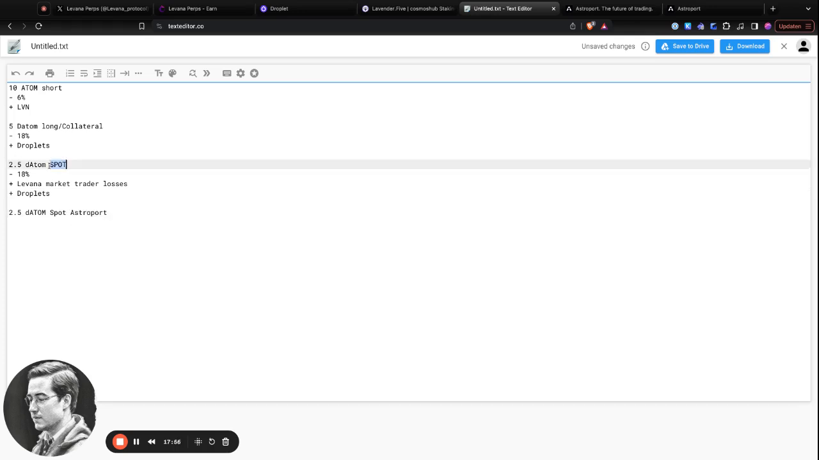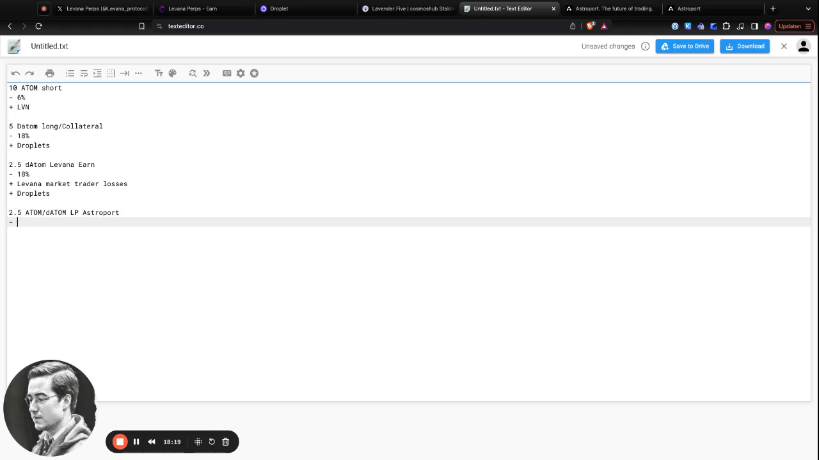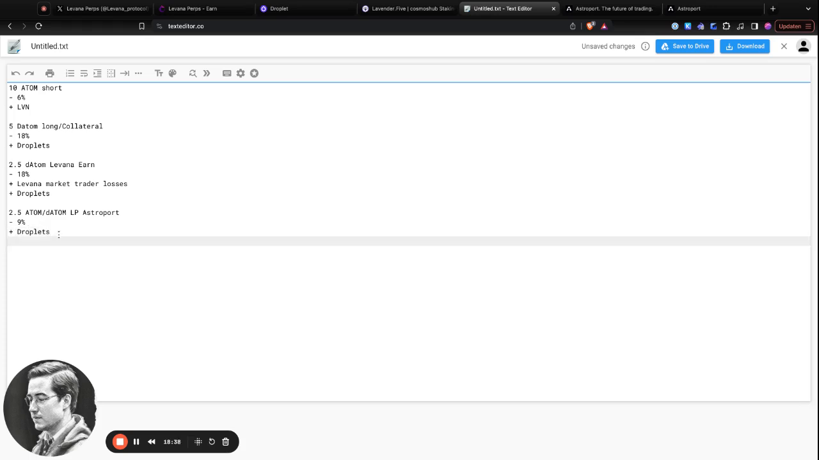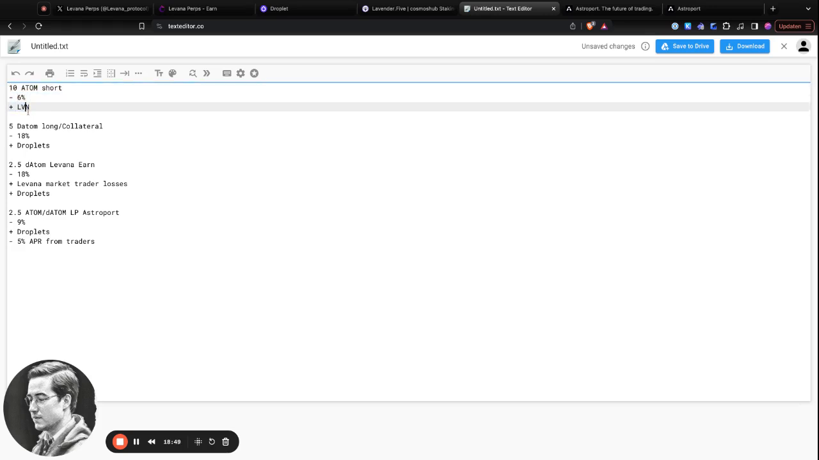Astroport. This is Levana Earn. And this is actually 1.25 ATOM. I'm just going to write it down like this. It's 2.5 ATOM / dATOM. So I'm earning half of the 18% yield, right? So I'm earning roughly 9% in yield, and then I'm earning the droplets, which is 58 a day, and additionally, I'm earning 5% yield on the total position, right? From traders and the incentives that are there. So it's very much your total position yield is very much determined by the short normally.